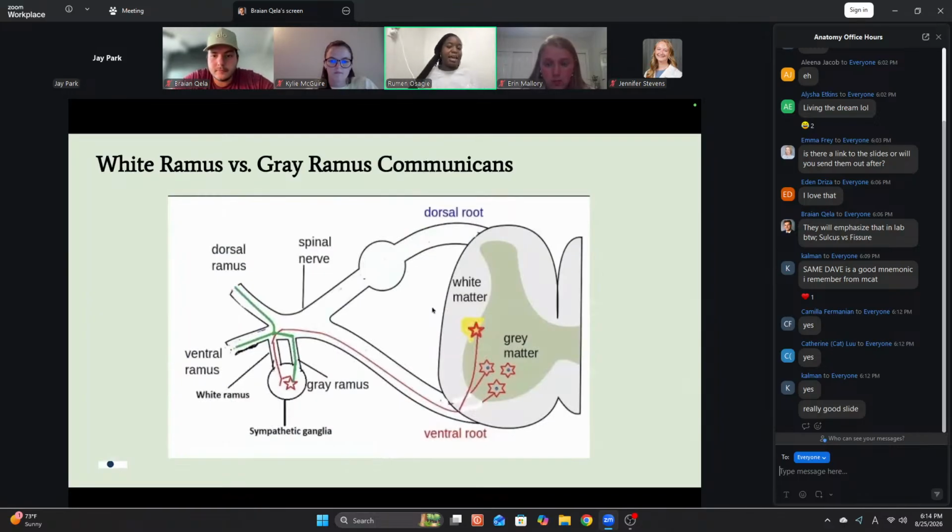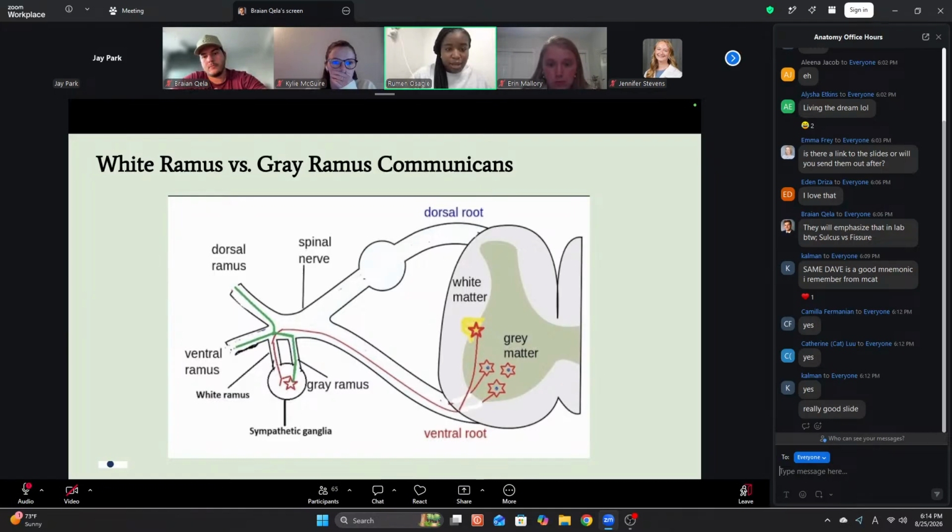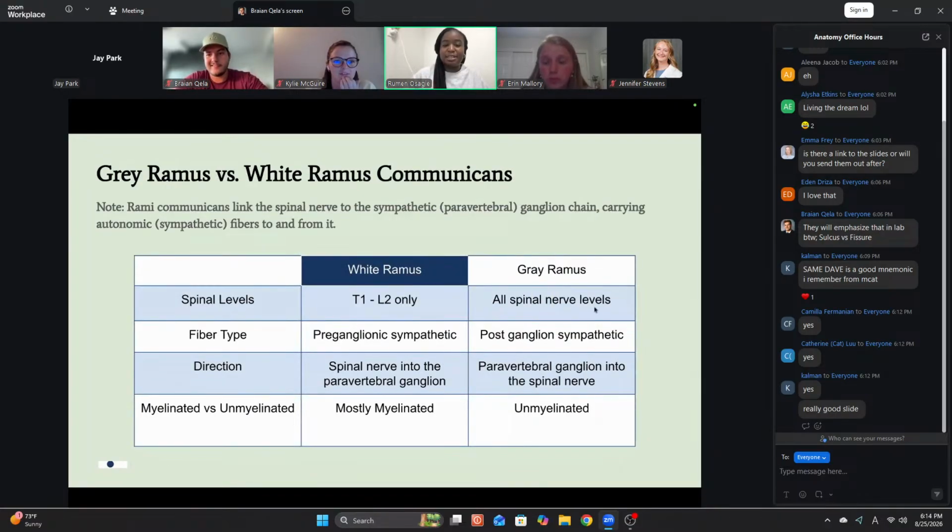All right, so now we have the white ramus versus gray ramus communicans. So don't confuse this with the dorsal ramus and the ventral ramus. We already talked about that. Now we're talking about the white ramus communicans and the gray ramus communicans. So I'm just going to move on to the next slide and then we can come back to this because I think this will be easier. Okay. So the ramus communicans.